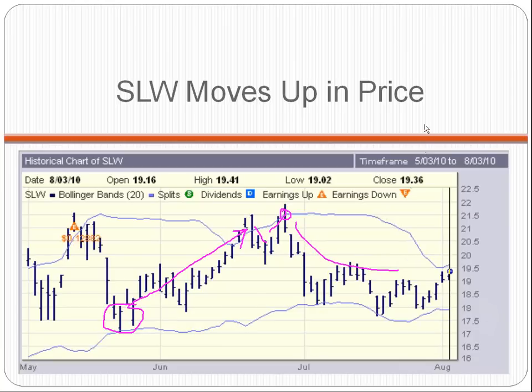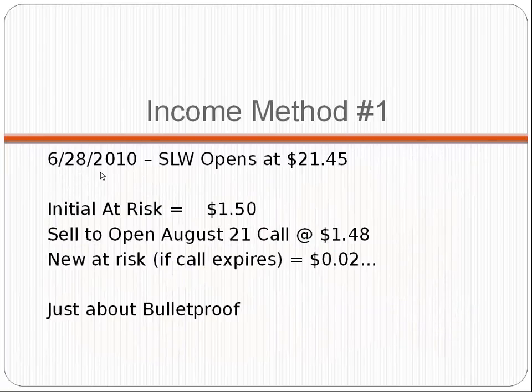So what we did on the trade is on 6/28, we had that little pop up above 21, and then it pulled back, and then it had the second pop. So when SLW opened at 21.45, I could have chosen to liquidate this position at the time with a very good profit, but I still had further expectations for the stock, and I wanted to try to bulletproof the position because I still have another 5.5, 6 months in the trade. Remember, I'm holding a December put. We had the initial at risk at $1.50.